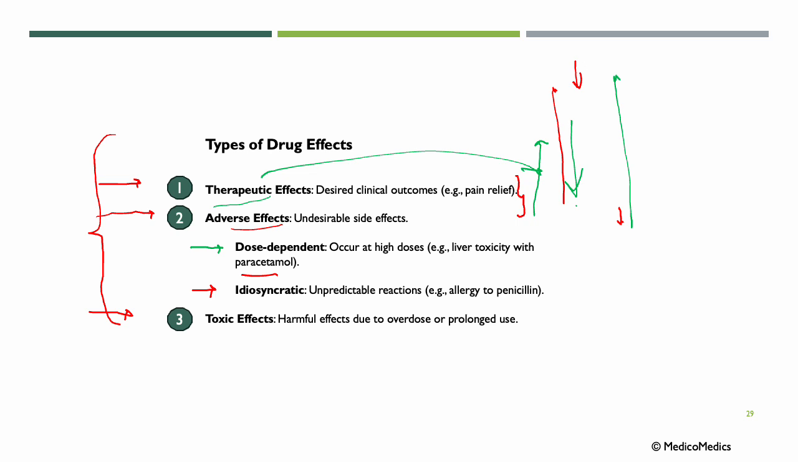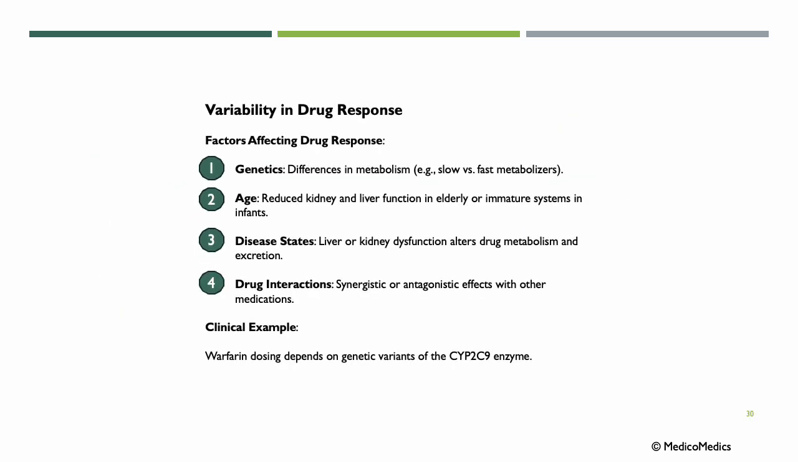Now let's take a look at how drugs vary in their effects across different people. Drug responses can vary between individuals, and understanding the factors that influence this variability is crucial in clinical practice. So, what are some of these factors that affect drug response? Well, one of them is genetics. It plays a major role. Some patients are fast or slow metabolizers due to inherited differences in enzymes like CYP450, affecting how quickly a drug is broken down, for example.